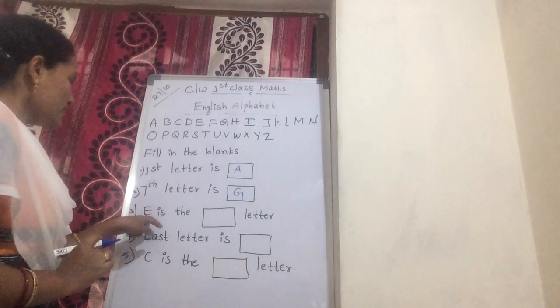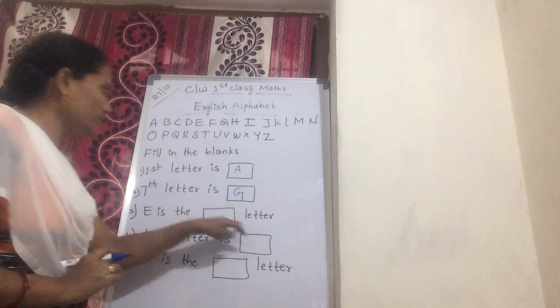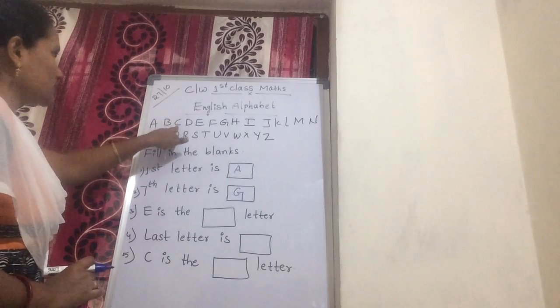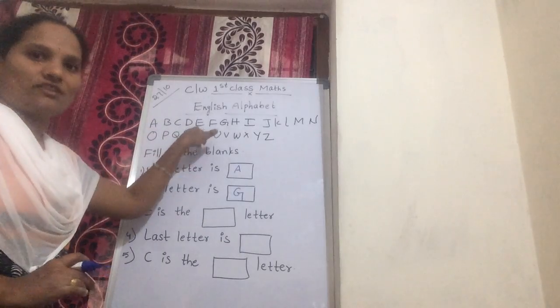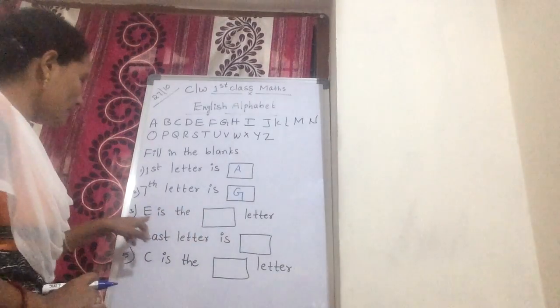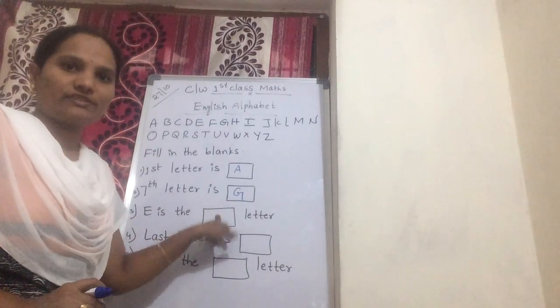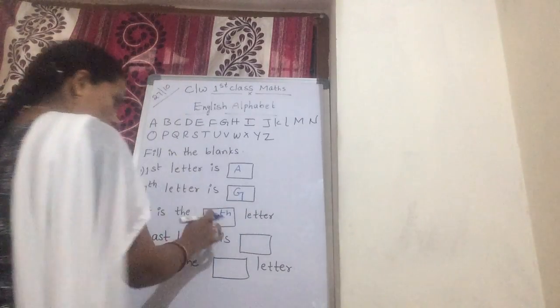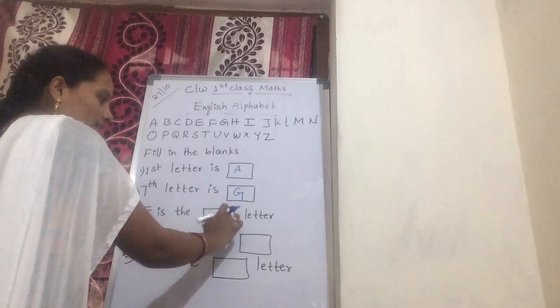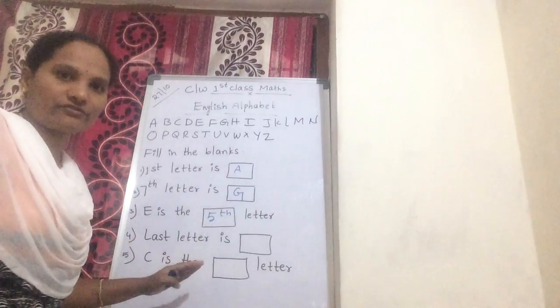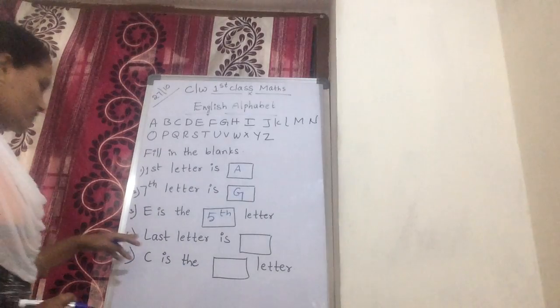And next one, Amma. E is the dash letter. E is the first, second, third, fourth, fifth. What is that? E is the fifth letter. I write down here fifth. Like this, we are all adding TH. What is that, Amma? TH. Fifth letter. Okay, now next one.